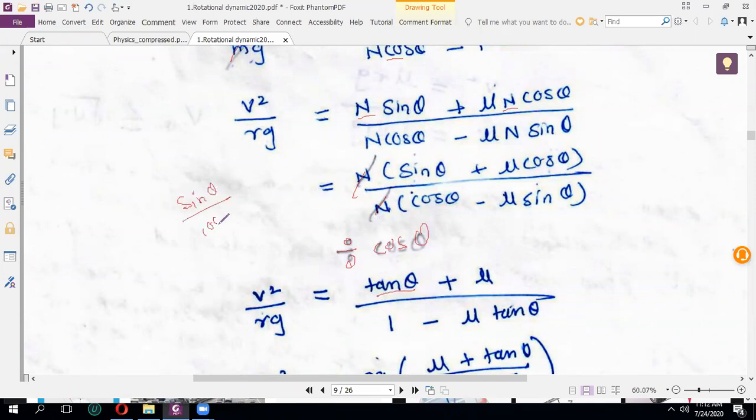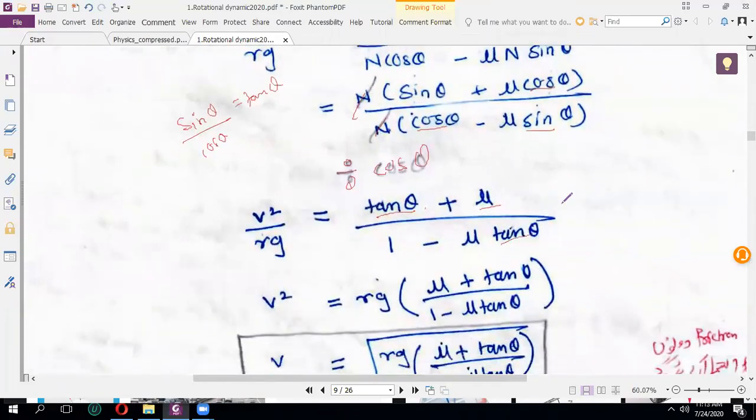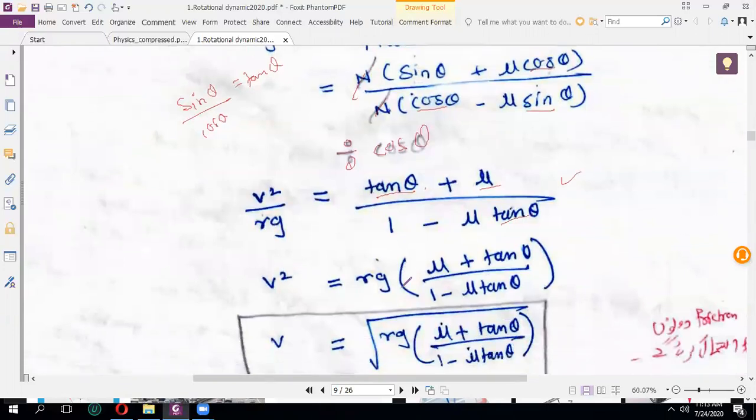Sin theta upon cos theta is tan theta. So it becomes tan theta. Now here divided by cos theta, so cos theta upon cos theta is 1. What we are getting? 1. Now downward, if I am dividing cos theta by cos theta, we get 1. If I am dividing sin theta by cos theta, we get tan theta. I hope you understand how we are getting this equation. Okay, very good.